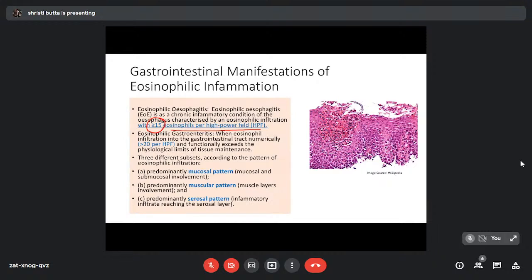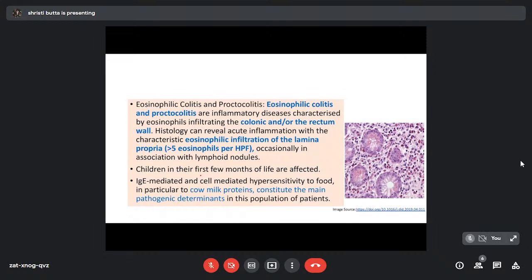Eosinophilic colitis and proctocolitis is an inflammatory condition which typically affects children in the first few months of life, and the disease is considered to be an IgE mediated and cell mediated hypersensitivity reaction to food, especially to cow milk proteins, which constitute the pathogenic determinant of this disease. The eosinophilic infiltration in the lamina propria is more than 5 eosinophils per high power field.